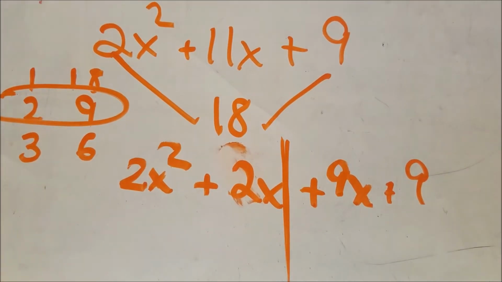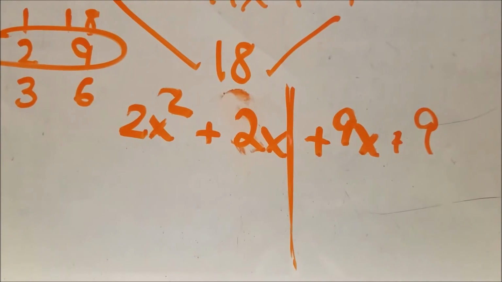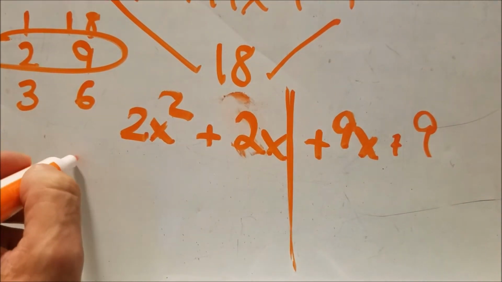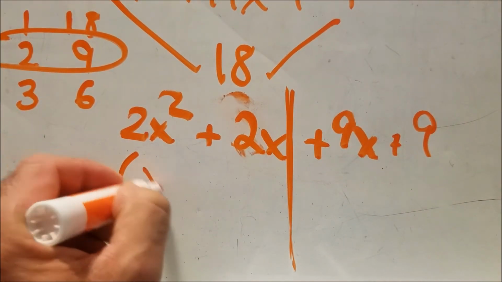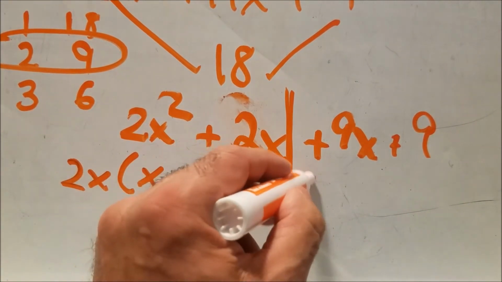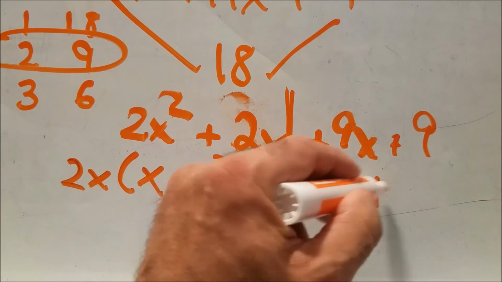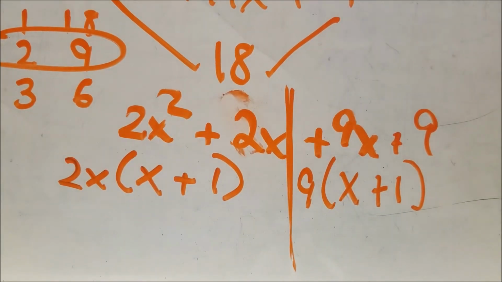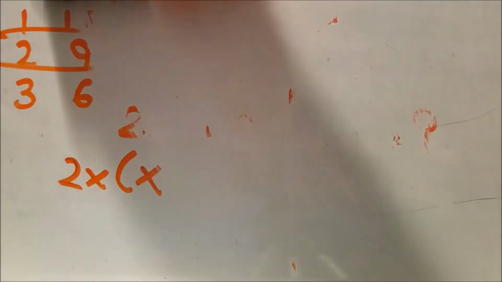We're going to do the same with cubics. And now that we're here, we might as well just keep going. We can take out a 2x over here, and we'll be left with x plus 1. And here we can take out a 9, and we'll be left with x plus 1. So that's when we factored quadratics. And with cubics, we're going to break them in half also. Well, not break them in half. We're going to divide them.